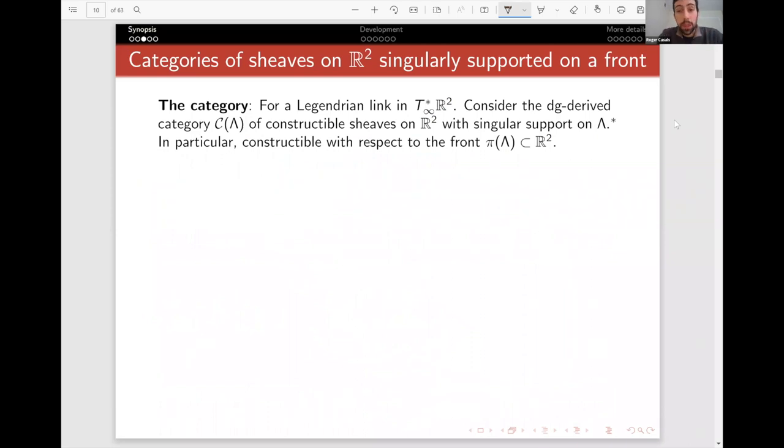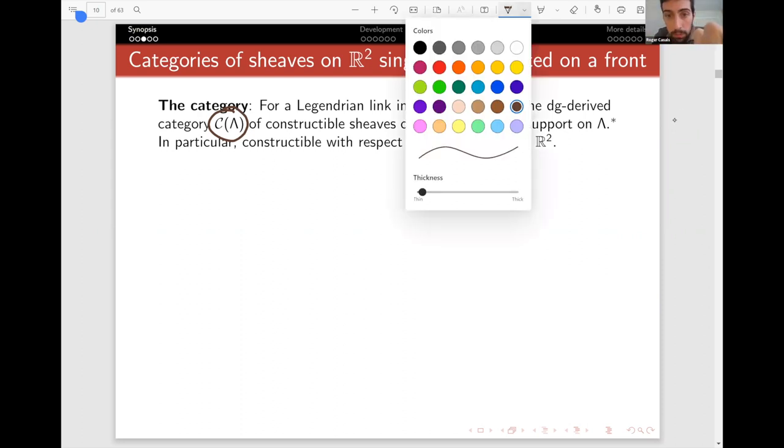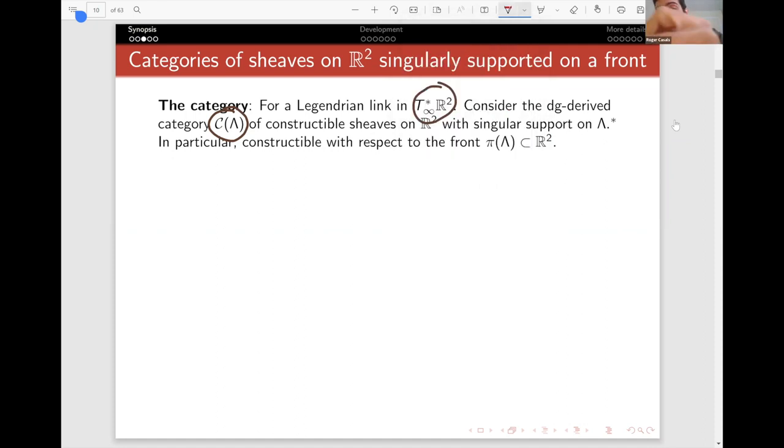All right, so let me just jump into that and let you know that we're going to consider a Legendrian link lambda, again, in the unit cotangent bundle of R2. And now, a bit of a mouthful, we're going to consider the category C lambda to be the category of constructible sheaves on the plane. So again, we could take constructible sheaves on R2, and we ask them to have singular support on lambda. The asterisk here is for me to say, please, experts, ask away if you want further specification.